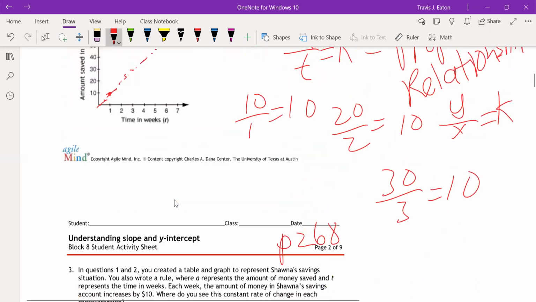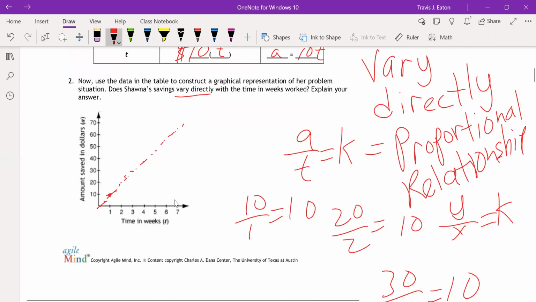So where do you see this constant rate of change in each representation when we're talking about the graph and the table? Well, again, if you look at the graph, every time we move over 1 week, the amount of money in her savings goes up by 10. At 2 weeks, it's at 20. At 3 weeks, it's at 30. At 4 weeks, it's at 40, and so on.